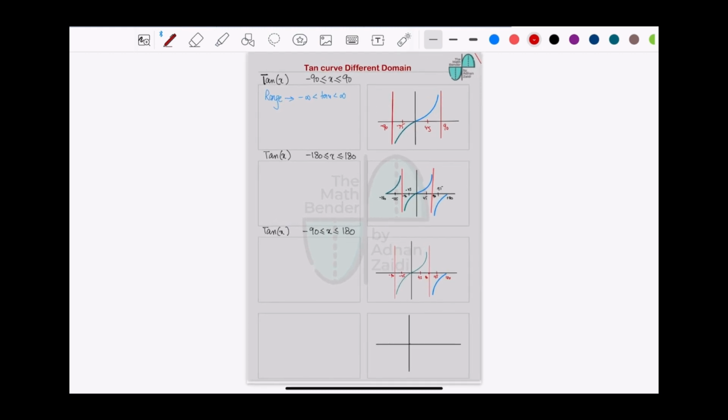So this is it for different domains. In my next video, I will cover the transformations of tan curves and multiple cycles when it is tan 2x, 3x or 4x. It will be a continuation of the same video.